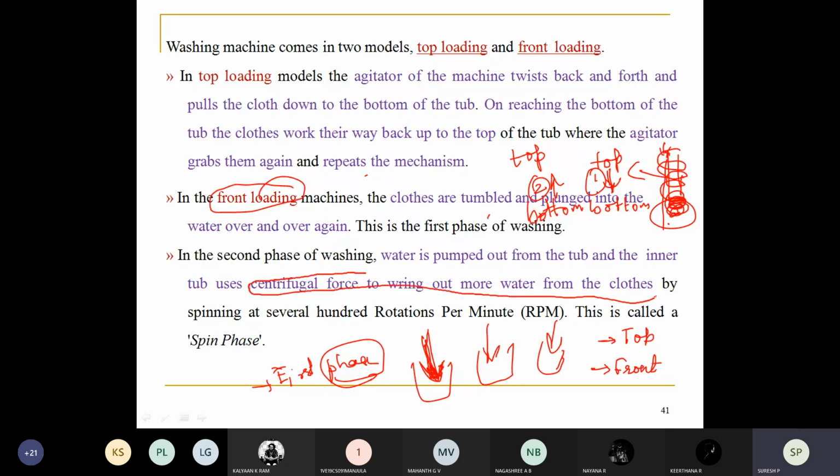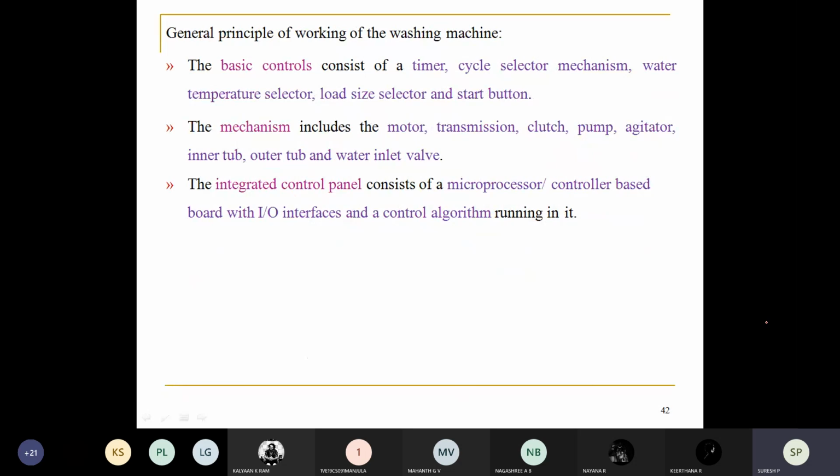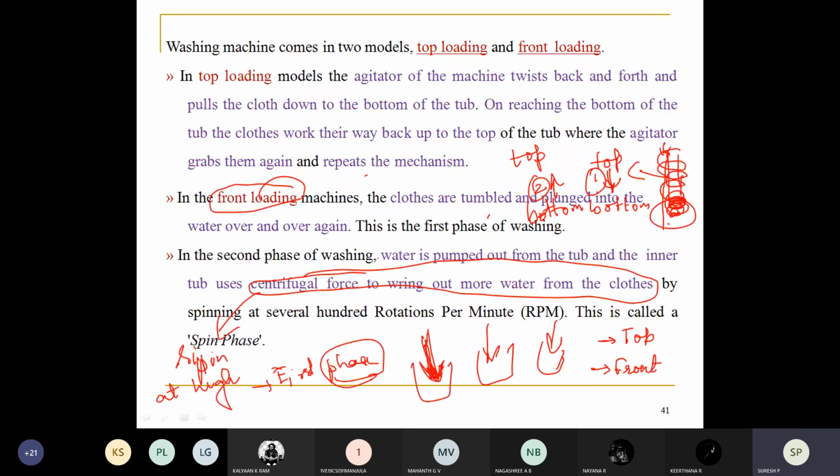So it will rotate at high speed. Okay, so it is going to spin at high speed. When it is spinning at high speed, what will happen? Whatever water is there in the cloth will be removed from the cloth.